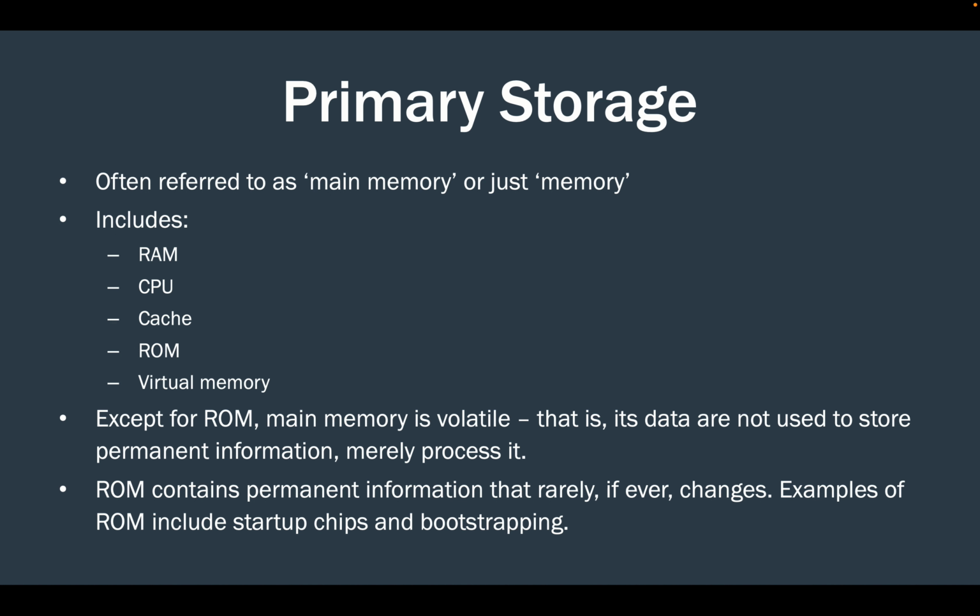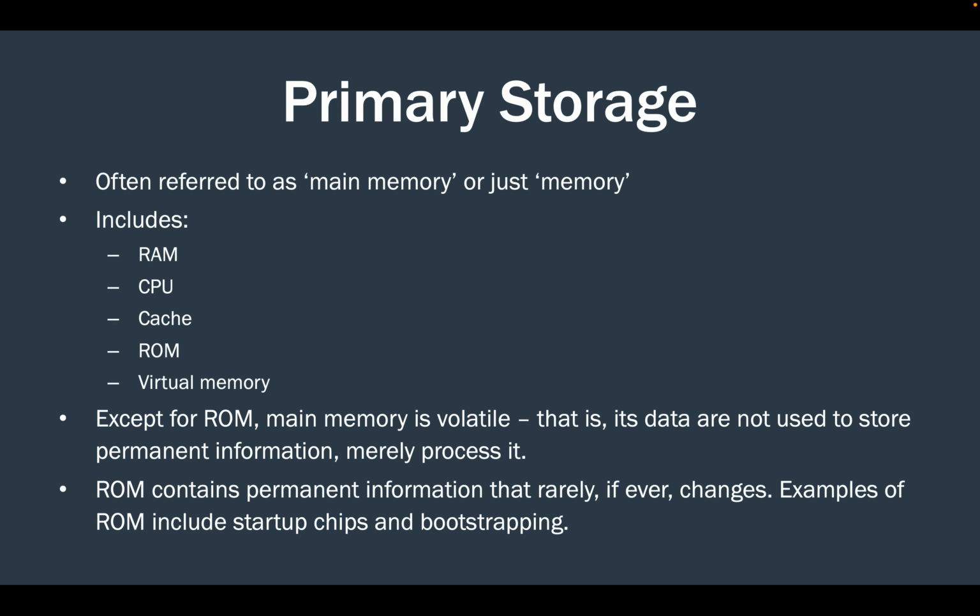So let's focus on primary storage. This is often referred to as main memory or just memory. We don't usually talk about it as primary storage. Storage most people think of as your hard drives and secondary storage. So when I refer to memory, I'm referring to primary storage. This will include RAM, the CPU's primary storage itself, any caches that you might have, ROM, and virtual memory. Except for ROM, main memory is volatile.